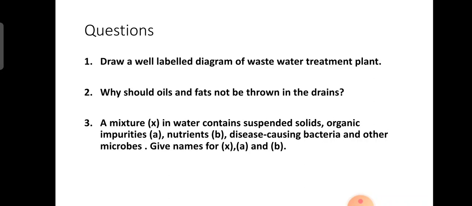Second question, why should oils and fats not be thrown in the drains? This I have already discussed. Third, a mixture X in water contains suspended solids, organic impurities A, nutrients B, disease causing bacteria and other microbes. You have to give the name for X, meaning the name of that mixture. A means name the organic impurities and B name the nutrients. Right? Try to do it. You can do it on your own. Do it in your classwork copies.